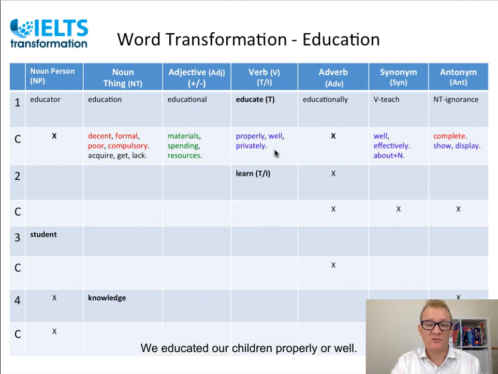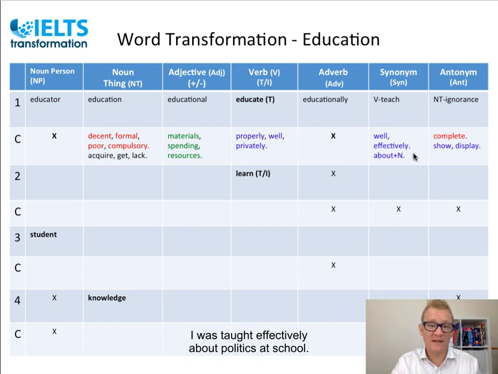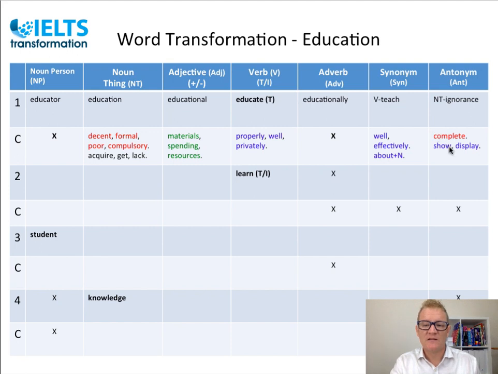We educated our children properly or well. We educated our children privately. I teach well, hopefully. I was taught effectively about politics at school. They showed complete ignorance.